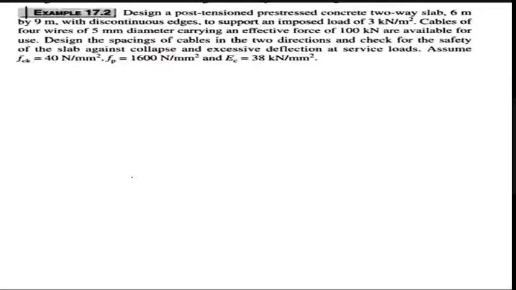I am referring to the Krishna Raju textbook. Okay, we will start. The question is like this: design a post-tensioned prestressed concrete two-way slab, 6 meter by 9 meter, with discontinuous edges, to support an imposed load. Start to write down with me. The live load is 3 kilonewton per meter square.